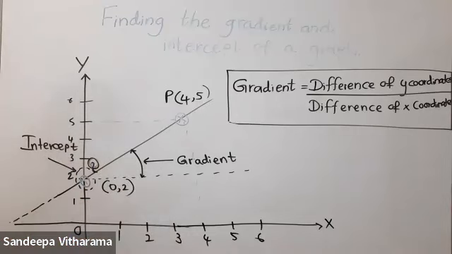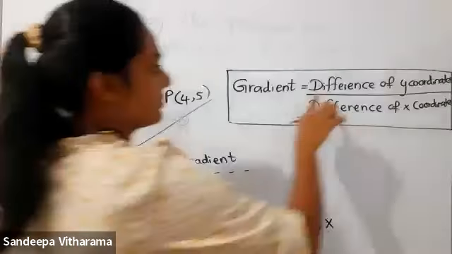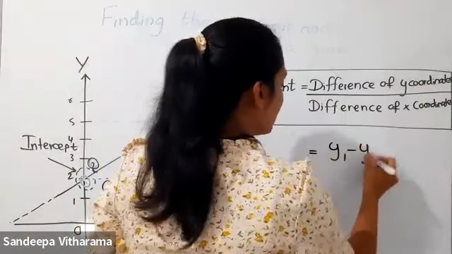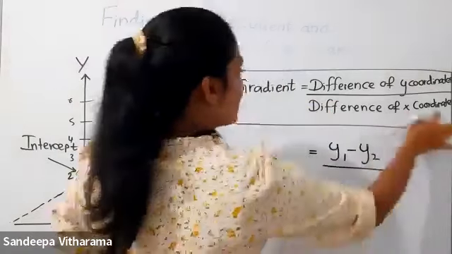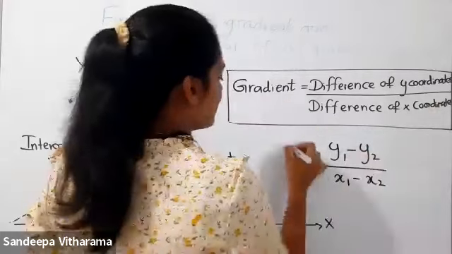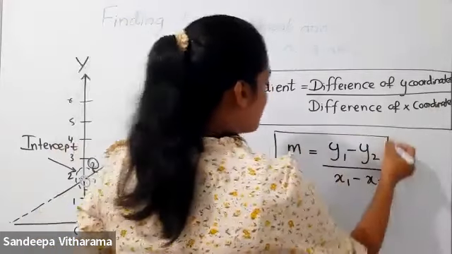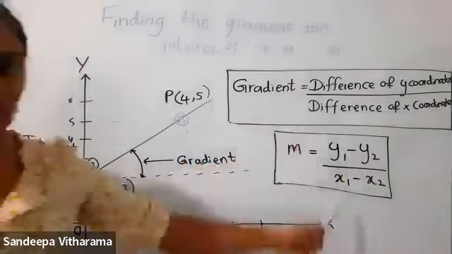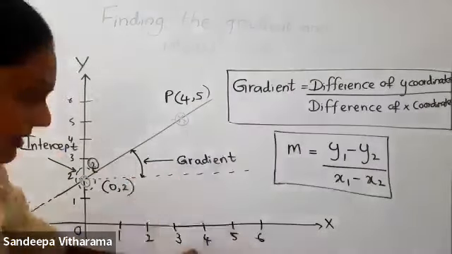Okay, now what you have to do is, the difference of y coordinates I take as y1 subtract y2. Difference of x coordinates I take as x1 subtract x2. Then the gradient is denoted by m. Then this is the formula I use to find the gradient. Okay, please write down all this under this graph.